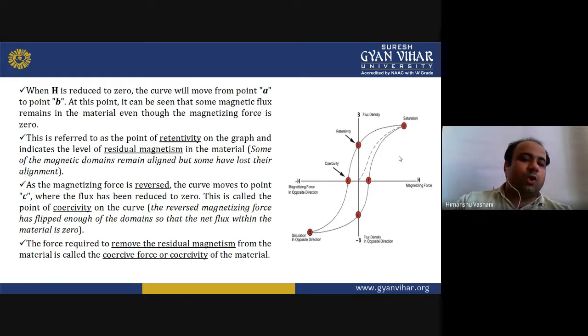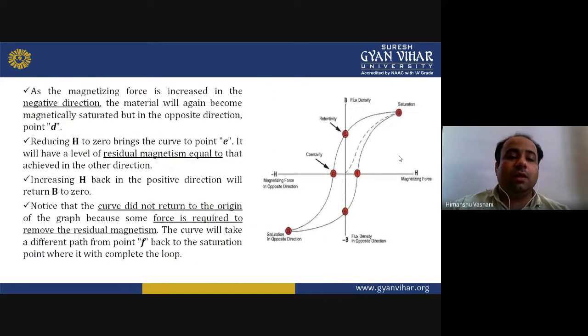Now, the force required to remove the residual magnetism from the material is called the coercive force or coercivity of the material. This is another term, the coercivity of the material: the force required to remove the residual magnetism from the material. Now we have studied points small a, small b, and small c. Now we are going further.